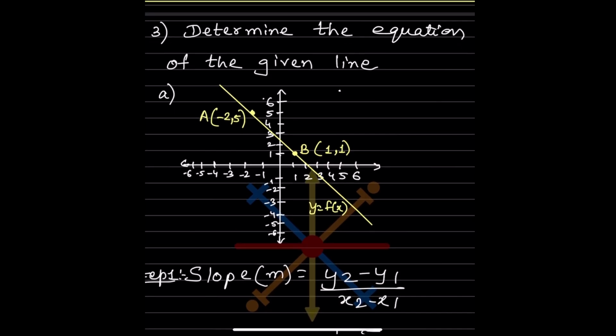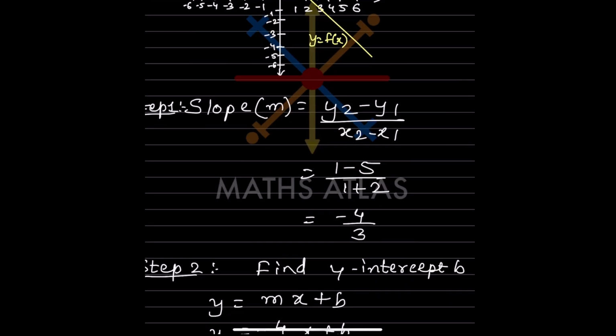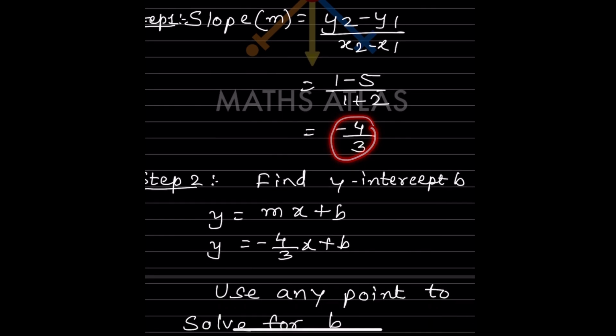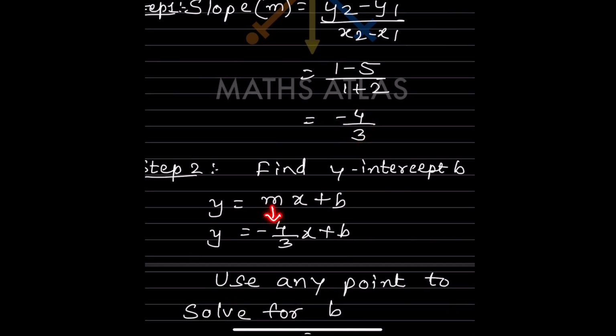So now what will you do? We want the equation, so now we have to find the y-intercept. The y-intercept is the b. We have the formula y is equal to mx plus b, where m is the slope. We already got the slope, which is minus 4 by 3. So in place of m, we are going to write minus 4 by 3x.